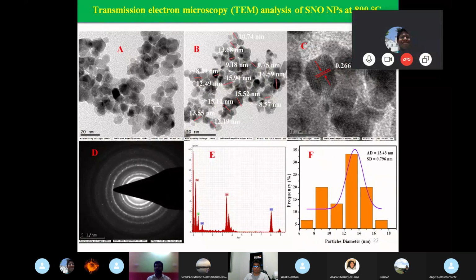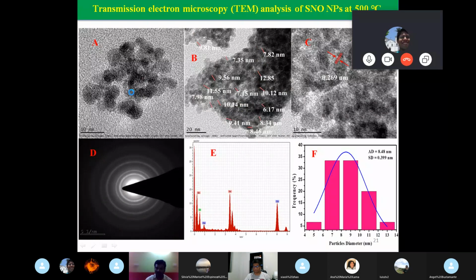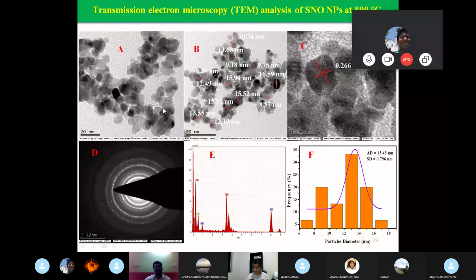This is the TEM analysis of the tin oxide nanomaterial at 800 degrees. The particles are clearly visible. In the case of the first sample, we cannot see them, they are very small, less than 5 nanometers. But in the third sample, the particles are clearly visible. A and B represent different scale magnifications. C represents the interplanar distance, around 0.26 nanometer, which resembles the XRD result. D represents the SAED pattern of the polycrystalline material.